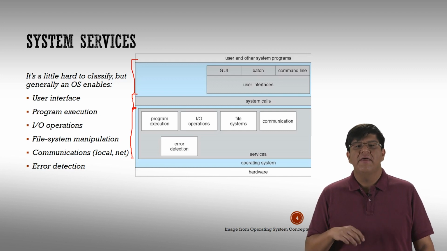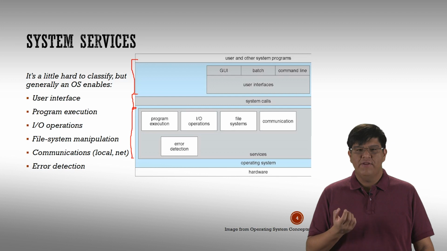All right, next bullet point, file system manipulation. This is something that the user is always doing, which is creating files, reading files, modifying files. It's very typical that you have a hard drive, two hard drives.